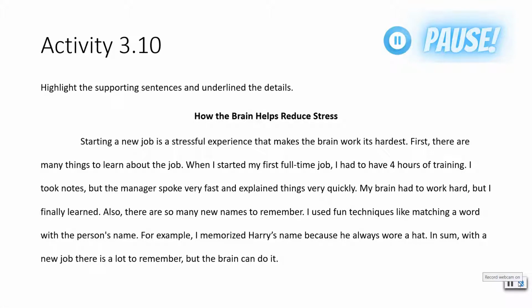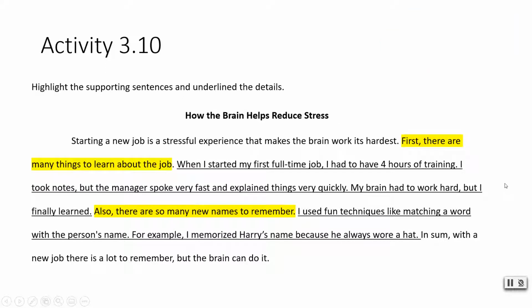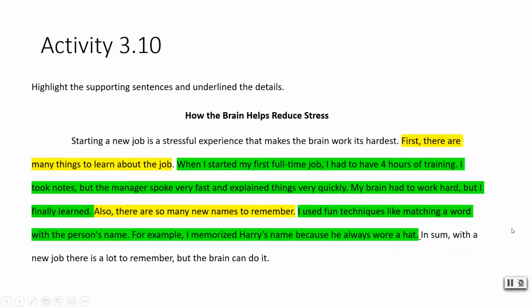Alright, activity 3.10. Now it's your turn. Can you find the supporting sentences? Okay, and try and underline where are the details. Please pause the video while you're working. Are you finished? There you go. If you selected this part, the yellow part, as the main supporting points, then you're correct. And if you selected the underlined part as the details, then you are all set. You understand the difference. Well done. If you prefer colors, here it is in green.